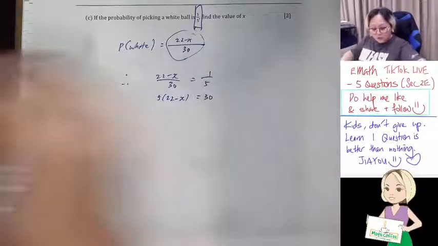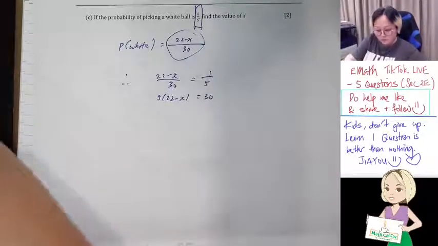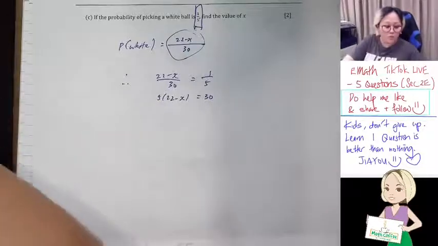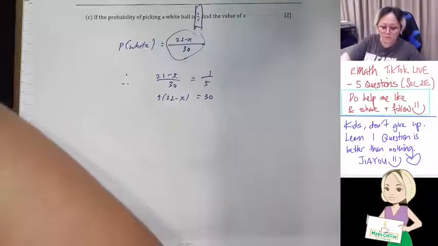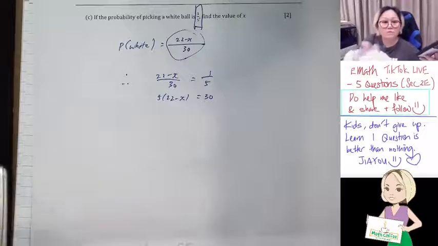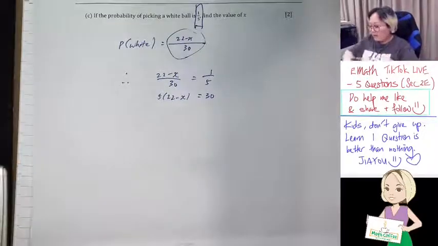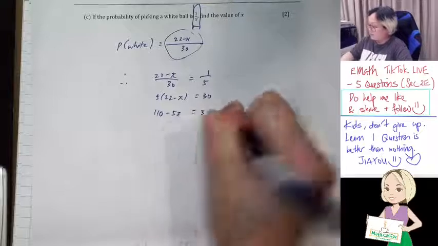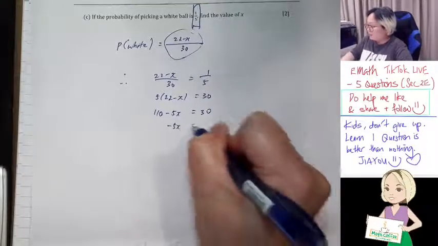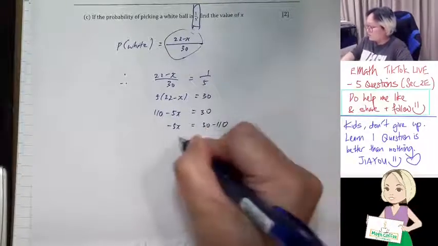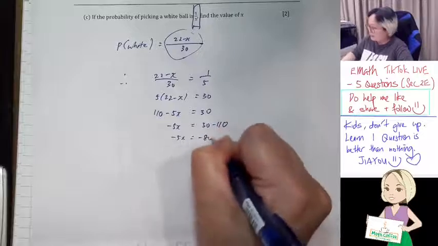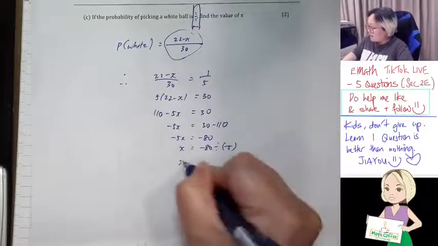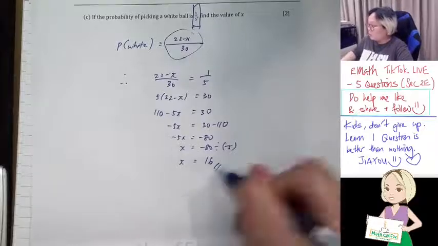Then after that I will get 110 minus 5x equals to 30. So let's solve it. Minus 5x equals to 30 minus 110. Minus 5x equals to minus 80. X equals to minus 80 divided by negative 5. X equals to 16.